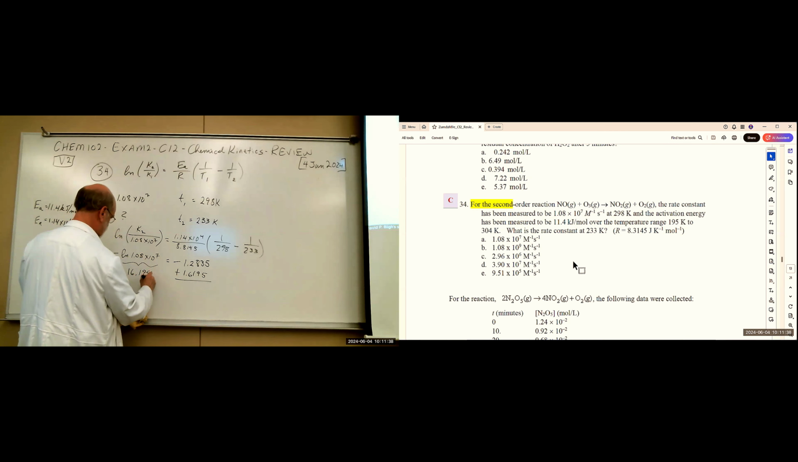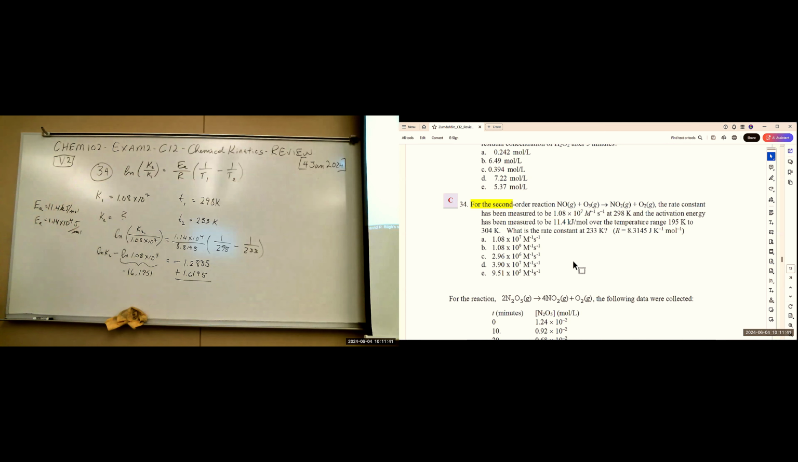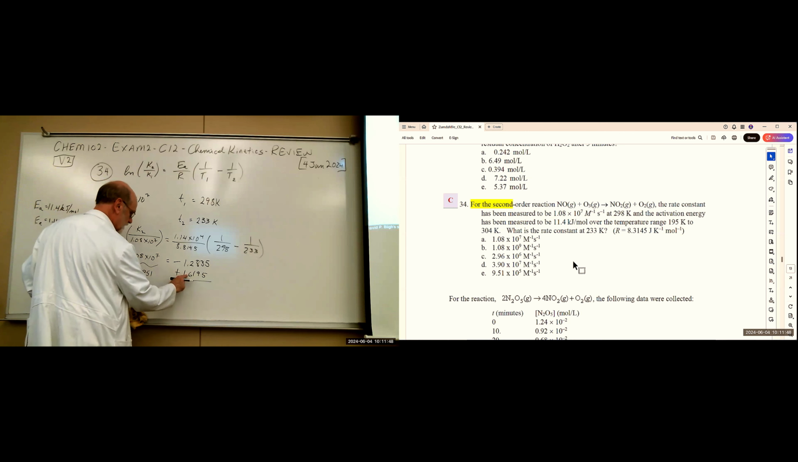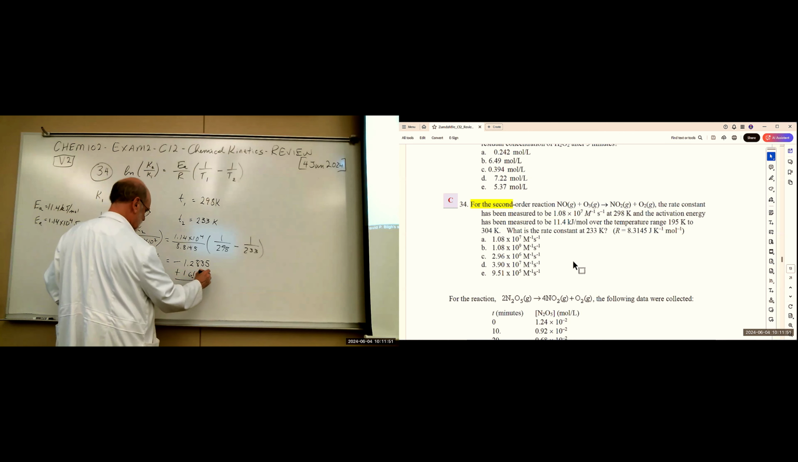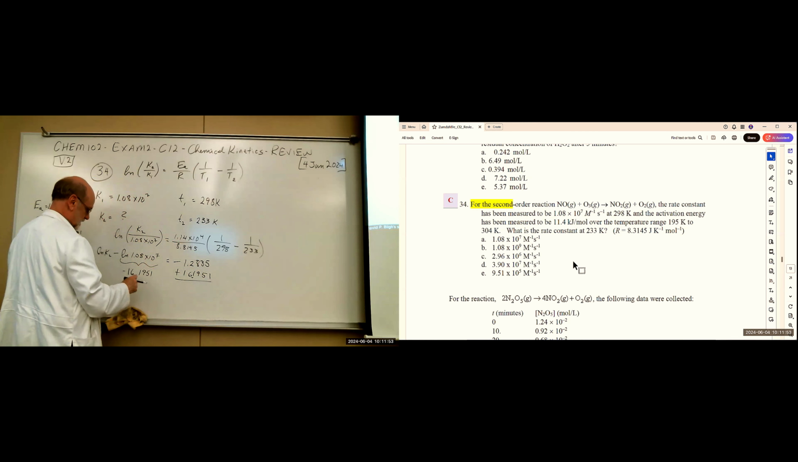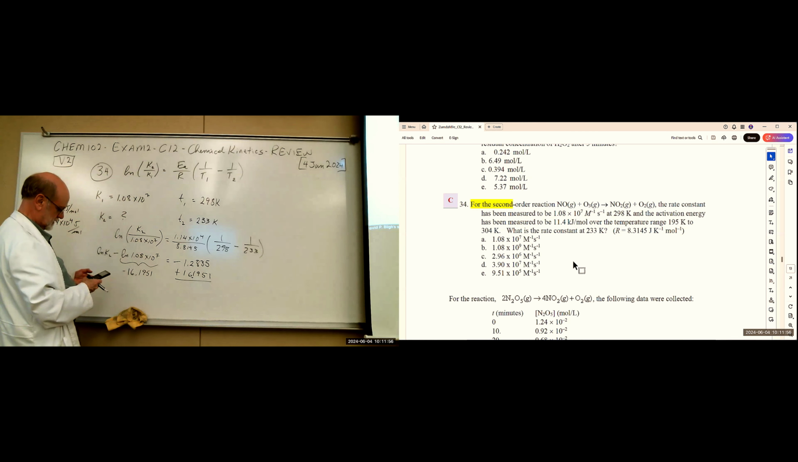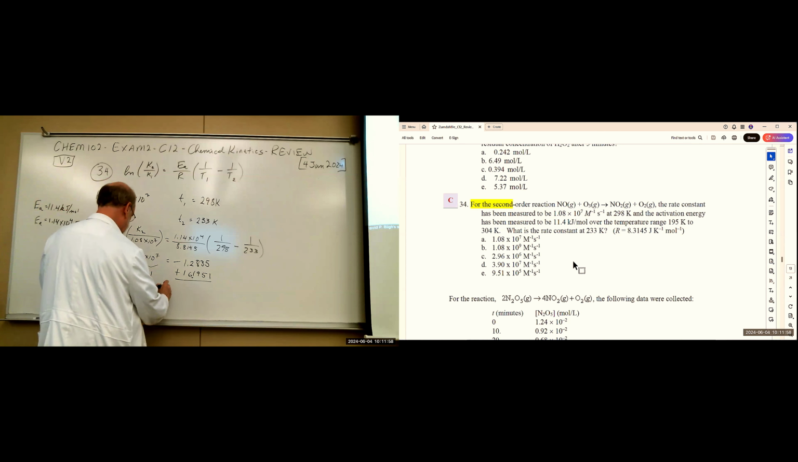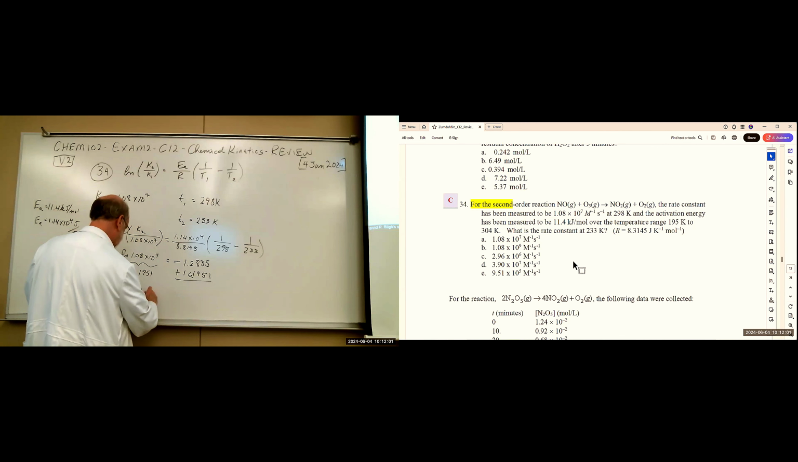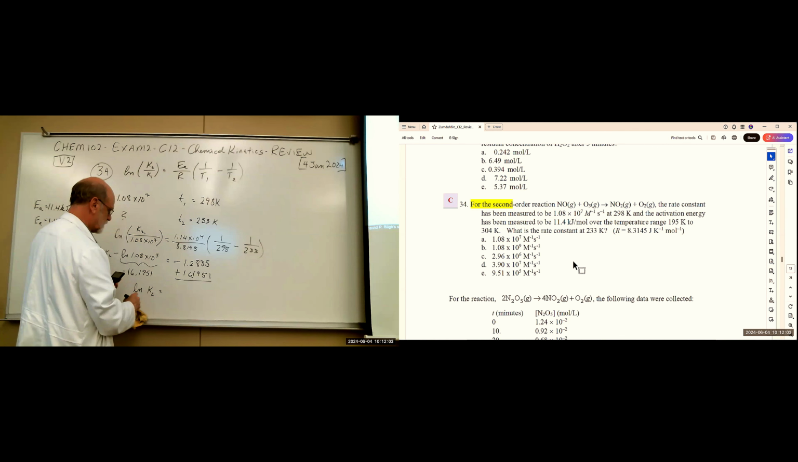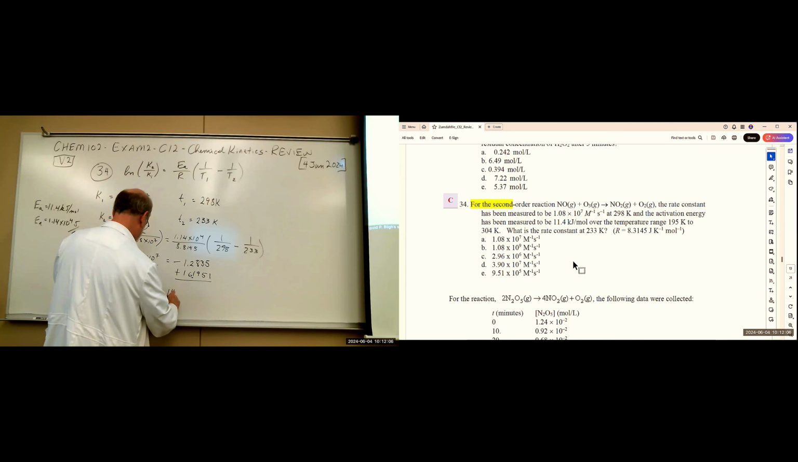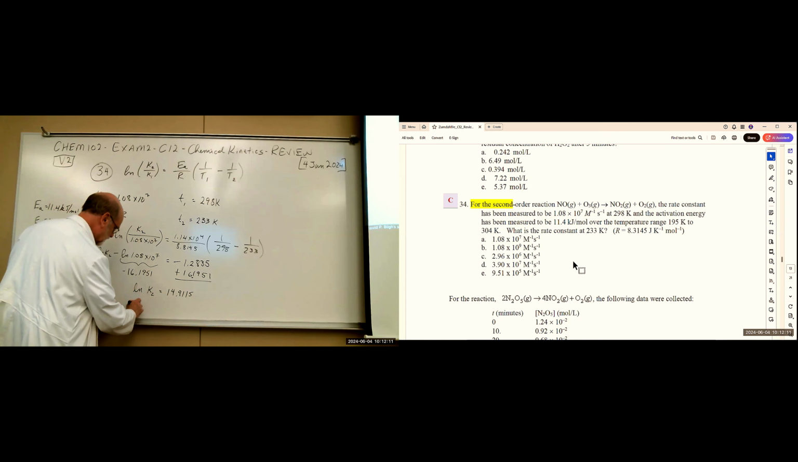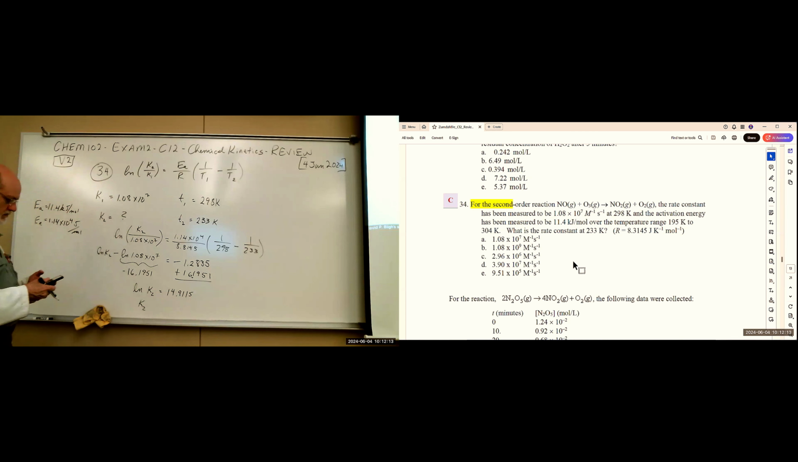16.195. There we go. That's what I get for using scientific notation. I ignored that exponent. So now this one is 16. And I just need to get this on this side now. So the log of K2 is equal to 14.9115. And then K2 is e to that power.